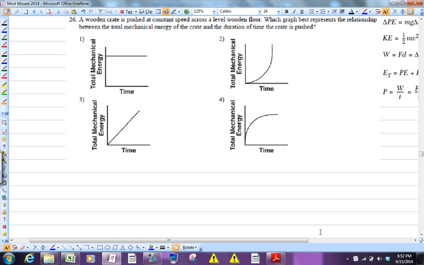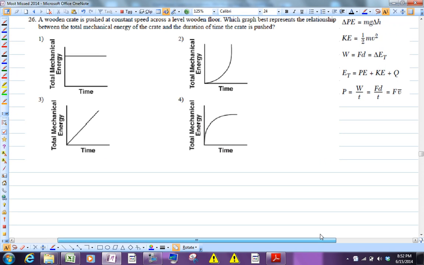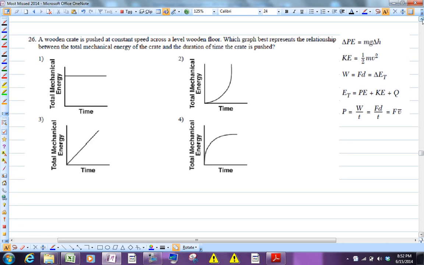26. This is one of those questions where I think it's only hard because of the graph. The concept's relatively straightforward. It's an energy question. Constant speed. Because it's constant speed, the velocity's not changing, so the kinetic energy is a constant. And the fact that you're pushing it horizontally across a level wooden floor tells you that the potential energy is also constant. So what's going on? The person is still doing work, but none of that work is going into the potential or the kinetic. It's all going into internal energy. The box is heating up.